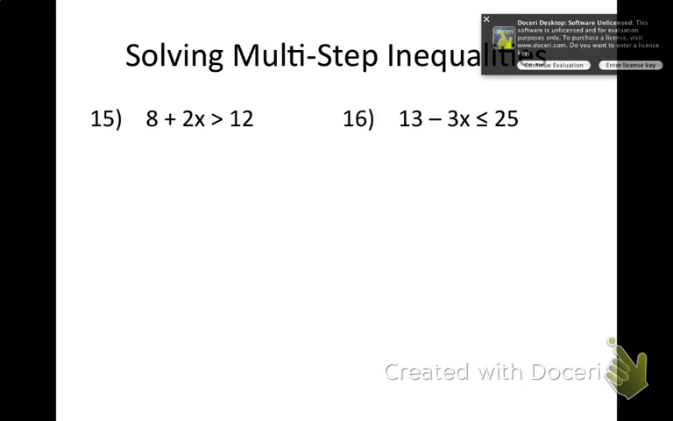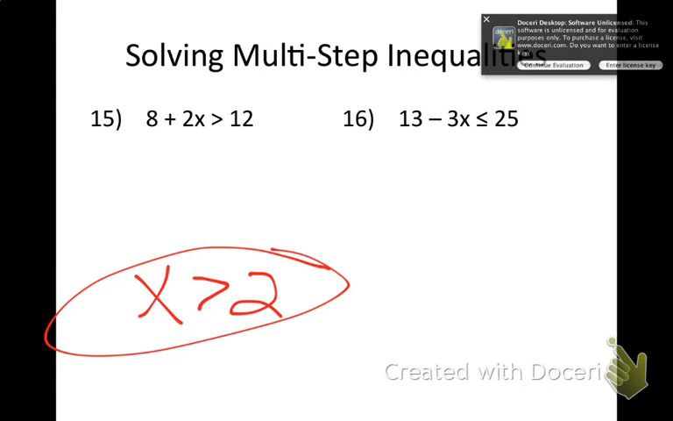Bailey, what do you have for answer number 15? x is greater than 2? Good job. Now let's talk about that. What does the answer actually mean? If x is greater than 2, give me an actual solution for this answer, Andy. 3. Yeah. Anything that's bigger than 2.